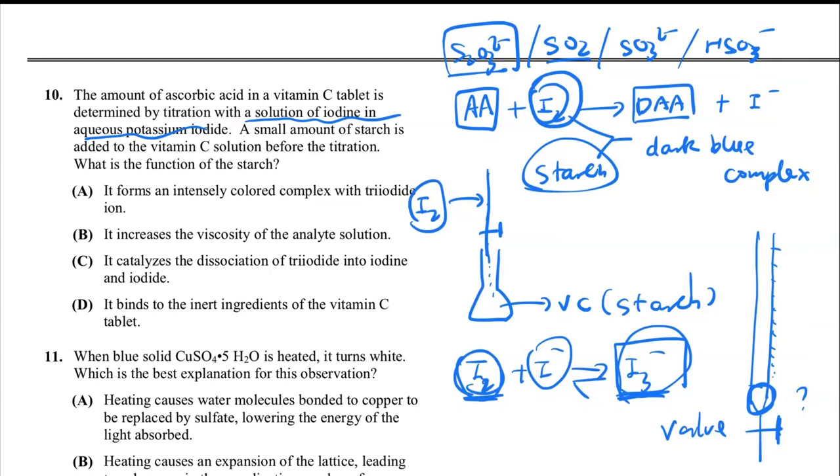Guys, all of those directly using I2 to oxidize something is called direct iodometry. So next time I will further extend to talk about the indirect iodometry. So let's do it step by step, okay? So what is the correct answer? I believe it's A, right? It forms an intensively colored complex and the color is dark blue. Sometimes it's just like black because it's very dark.